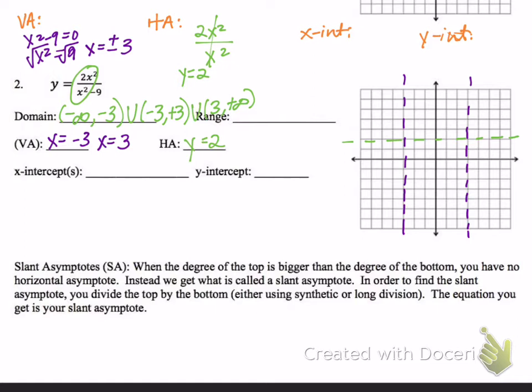You can see that it has 2 asymptotes. Then my range is based off of my horizontal asymptote. It's going to go from negative infinity, and it's going to stop where? At 2, union, 2 to positive infinity.